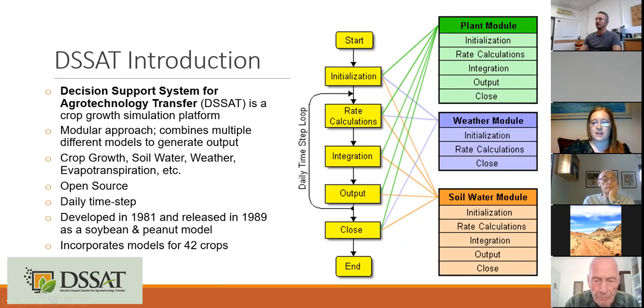So this diagram gives a good, simplified flow of how DSSAT works through the three main submodels: the plant submodel, the weather submodel, and the soil water submodel, and they all combine together for one output. And that's definitely how the evapotranspiration simulation works within DSSAT.